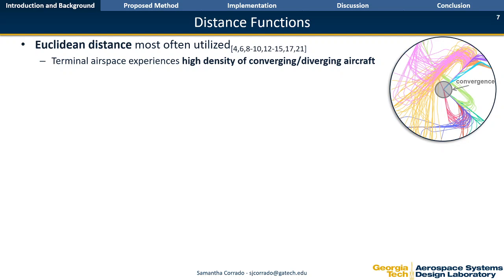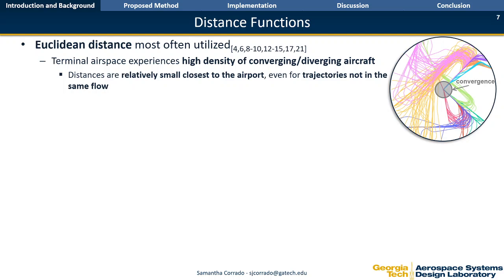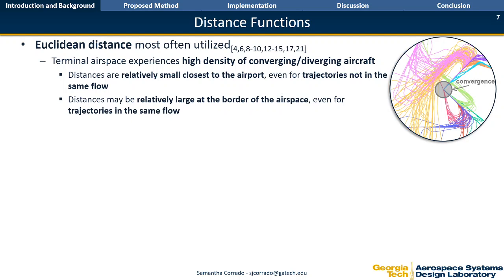However, a unique property within the terminal airspace is that it experiences a very high density of aircraft that are either converging to or diverging from the airport location. This results in the distance between trajectory points closest to the airport location being very small, even for trajectories not in the same flow. And also, the distance may be relatively large when trajectories first enter the airspace at the border of the airspace, even for trajectories within the same flow. For instance, it is evident that the distance between trajectory points when entering the airspace for the yellow flow are very large, whereas this may not be the case for flows such as a light blue flow or orange flow.